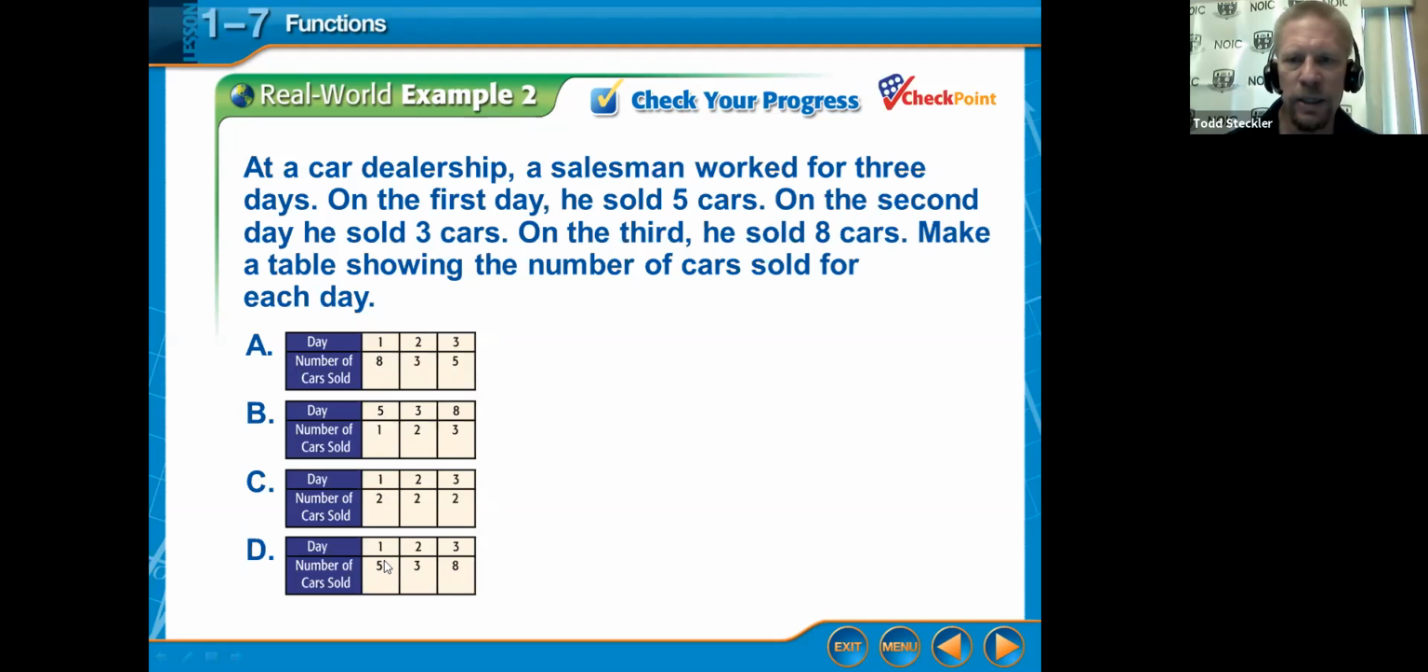Now let's take a look at the other pieces of information. It says on the second day, so day 2, he sold 3 cars. So 2 has to pair with 3. That's correct. And on the third day, so day 3, he sold 8 cars. So 3 has to pair with 8. It looks like the correct table representation here would be letter D.